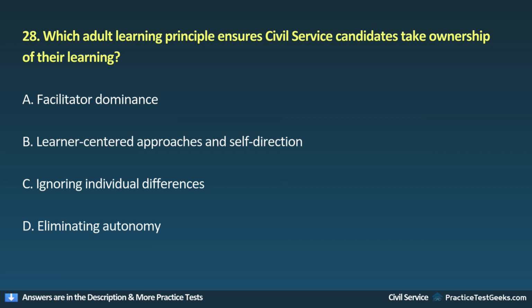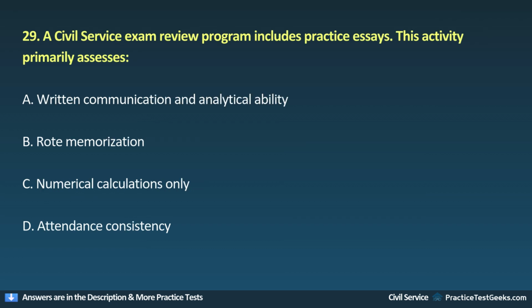28. Which adult learning principle ensures civil service candidates take ownership of their learning? A. Facilitator dominance. B. Learner-centered approaches and self-direction. C. Ignoring individual differences. D. Eliminating autonomy.